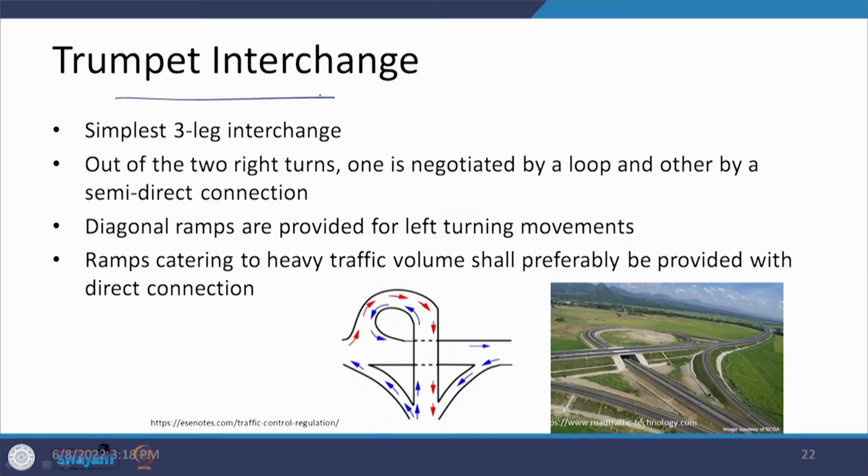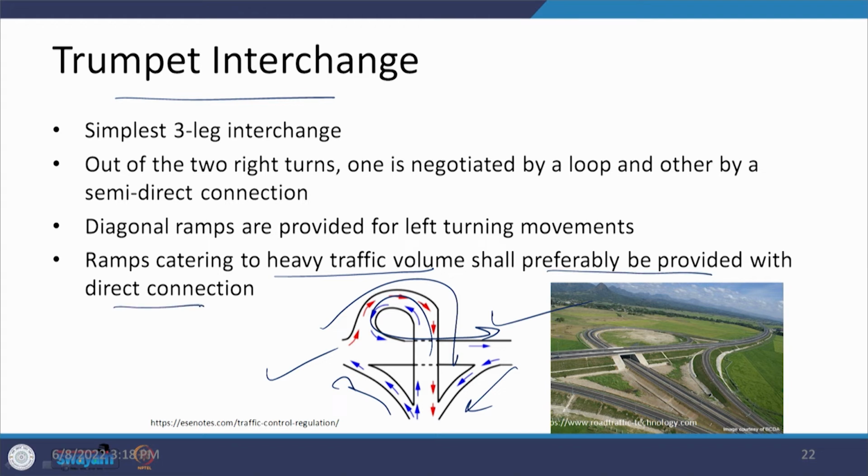So, the very first one is a trumpet interchange, and as you have seen previously also, it is being shown here in terms of a sketch or a photograph. It is a 3-legged intersection, and in these 3-legged intersections there are 2 right turns, one negotiated by a loop and another negotiated by a semi direct connection. So, this is a semi direct connection and this is a loop, and both are giving the right turning, and the left turning is going in this way. There are 2 diagonal ramps which provide the left turning in an easier manner, and the ramps catering to heavy traffic volume shall preferably be provided with the direct connection.